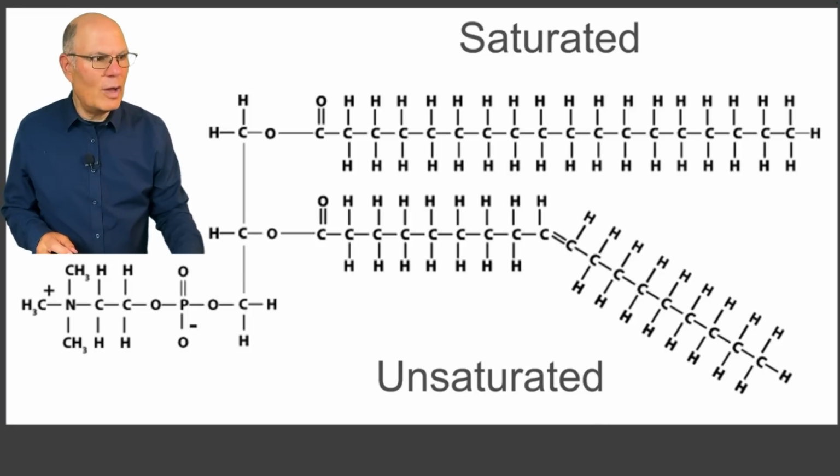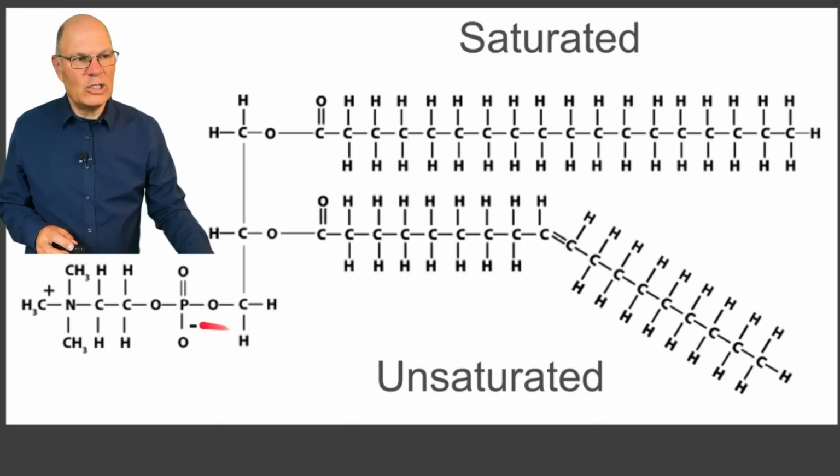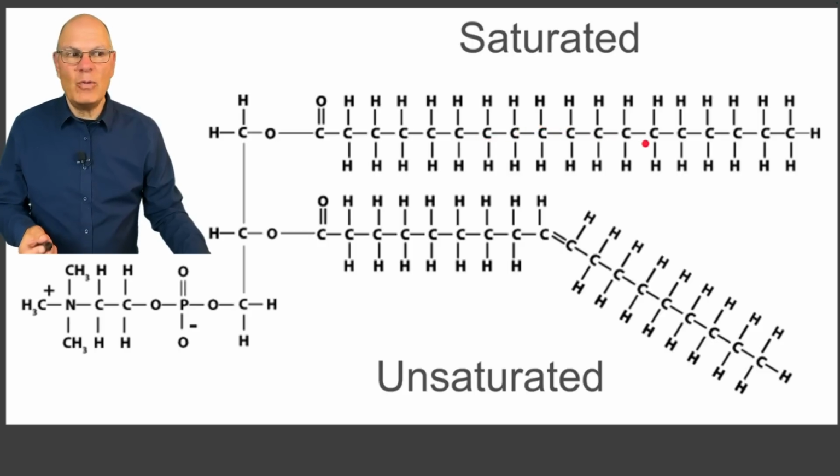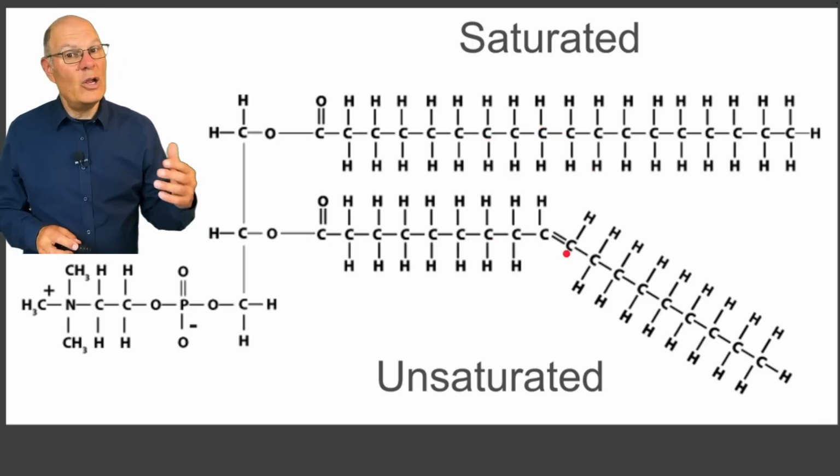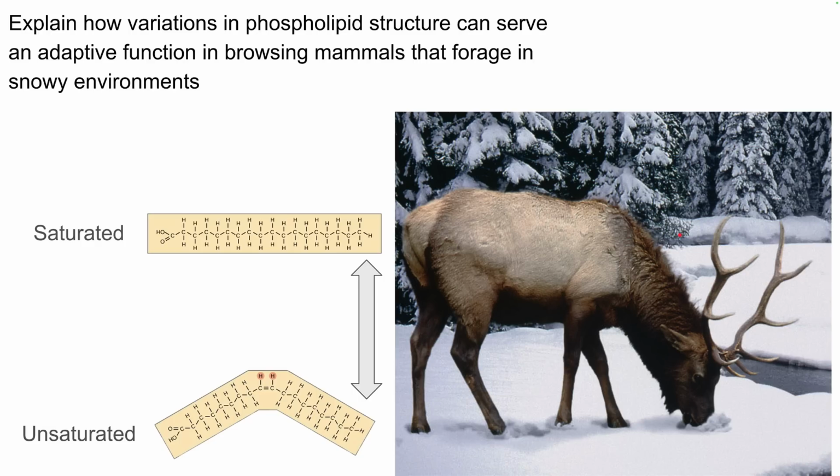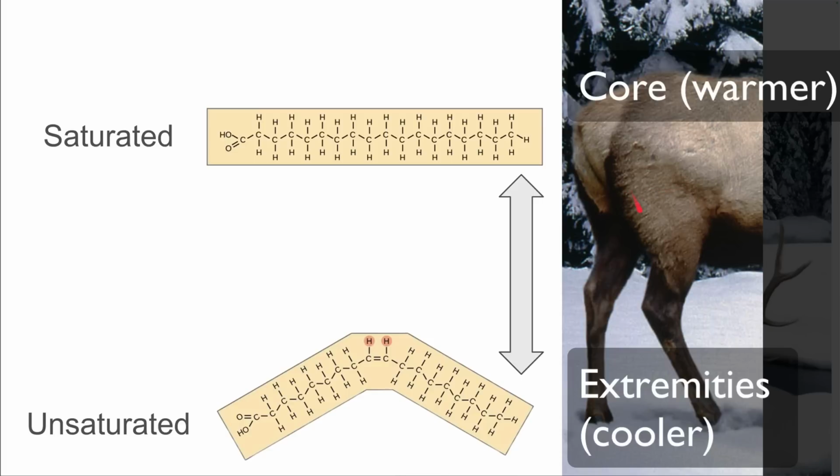Phospholipids, we remember those from Unit 1. They've got a glycerol with a hydrophilic head and a hydrophobic tail. These are fatty acids over here. Note that these fatty acids can be saturated or unsaturated, and there can be a lot of variation in that. In mammals that browse in the snow, there is a tendency for the phospholipid tails that are in the body core to be more saturated, and those in the extremities to be more unsaturated.